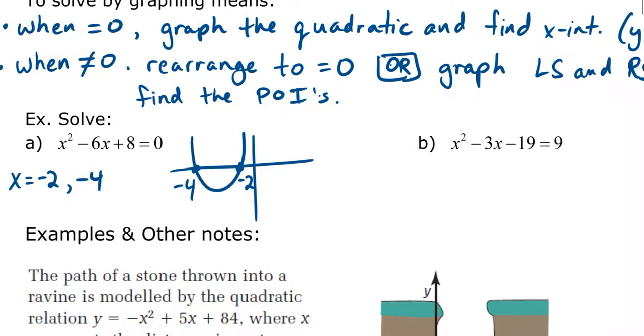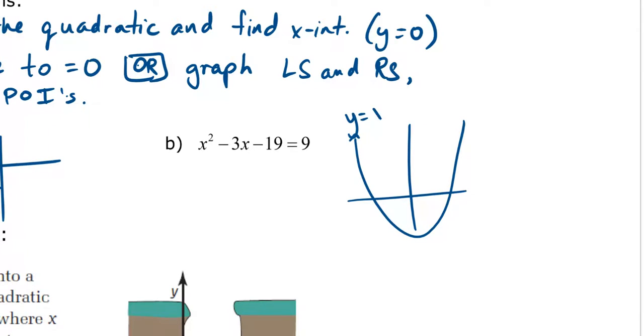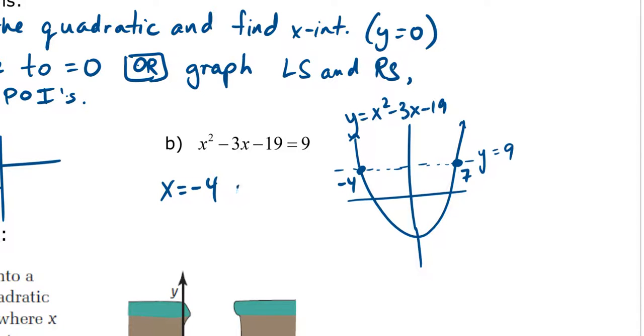Okay? But if you graphed x squared minus 3x minus 19 equals 9, well, if you look at that graph, the left side equals the quadratic, the right side is the number. So you're going to have to maybe graph both. So if you graph both, the quadratic is what I have on the left side, and you graph the right side, which is just y equals 9. So right here, here's y equals x squared minus 3x minus 19, and I graph the line y equals 9, and you check where your quadratic meets that line. Well, it meets them at -4 and +7, and so that's your solution, x equals -4 or 7.